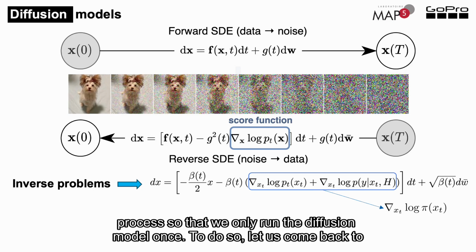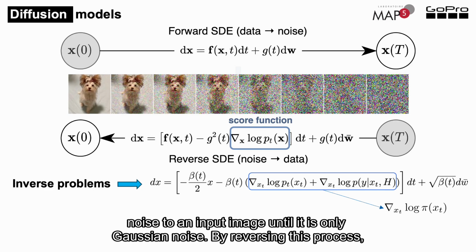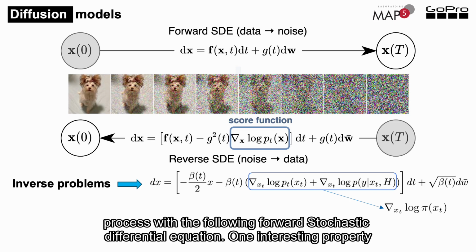To do so, let us come back to the definition of a diffusion model. The idea of a diffusion model is to progressively add noise to an input image until it is only Gaussian noise. By reversing this process, we can sample from the target distribution using Gaussian measurements. Song has formalized this process with the following forward stochastic differential equation.